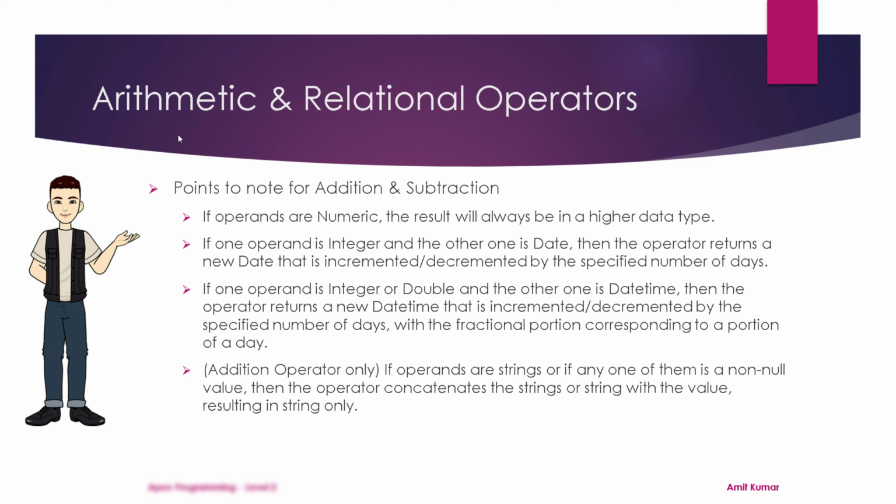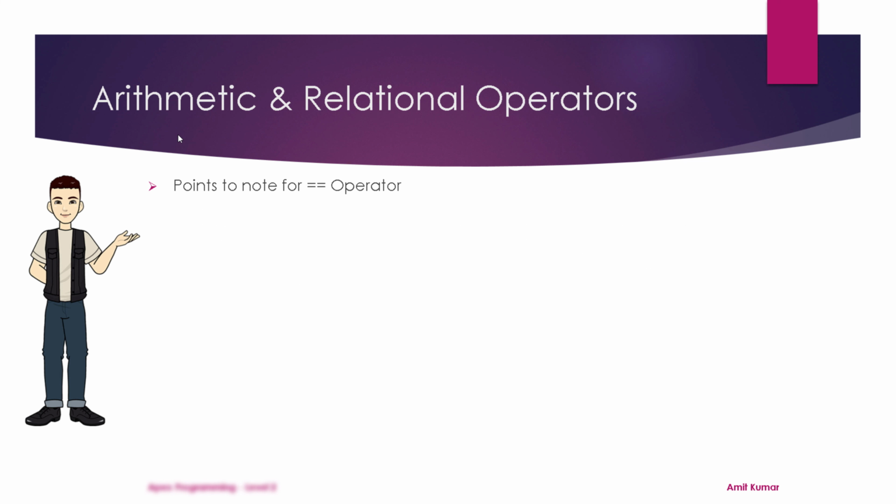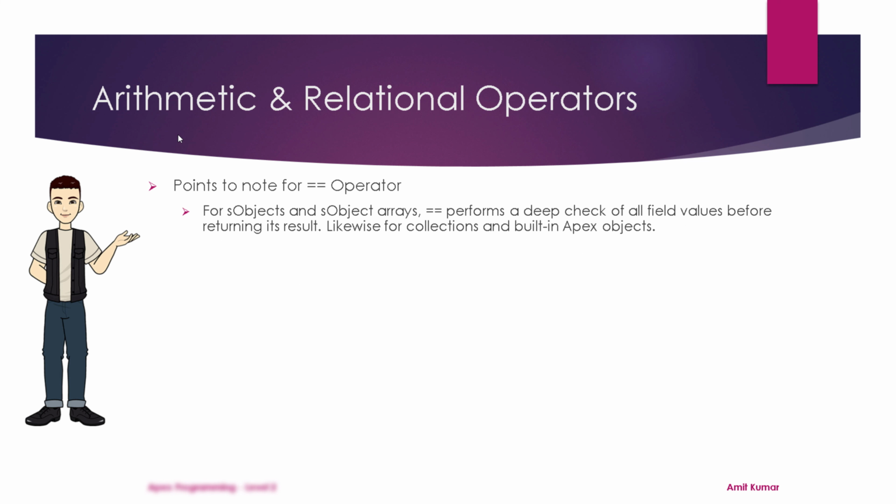So if any one of the operands is a string and you are using the addition operator, the final result will be a string, the concatenation result of the string with that specific value. Points to note for the equal to operation, which is a relational operator. For sObjects and sObject arrays, equals to performs a deep check of all field values before returning its result. Likewise for collections and built-in Apex objects. If you are using the equals to operation with arrays, sObjects, or a list or collection, then all the values in the list or collection will be compared.